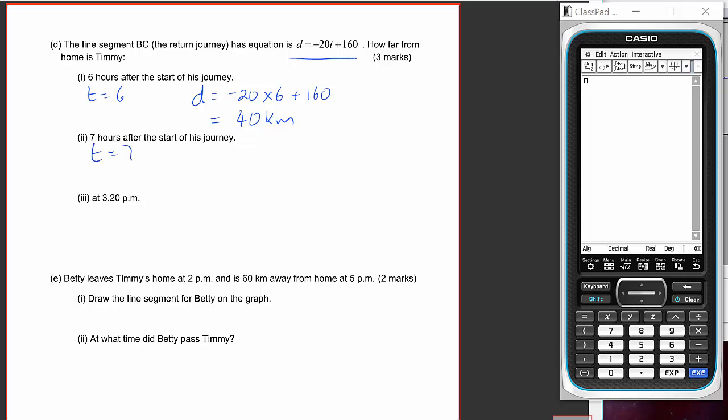And here we've got t is equal to 7. So D is going to be negative 20 times 7 plus 160. And that gives me 20 kilometers.